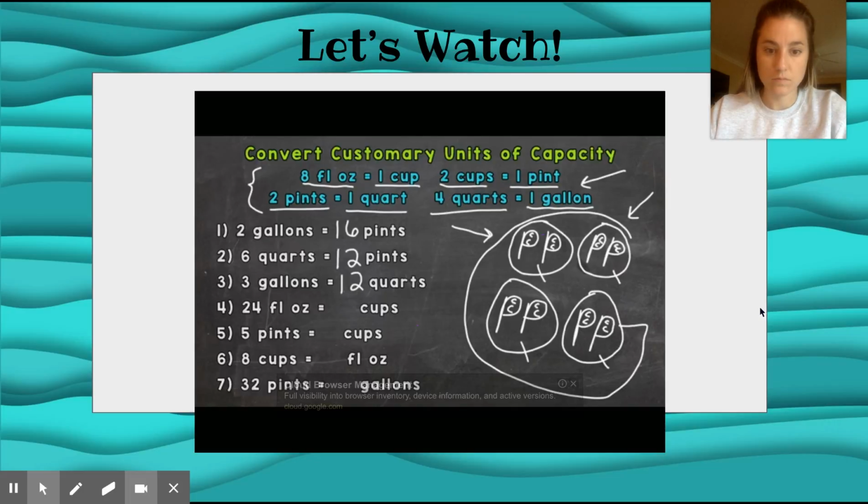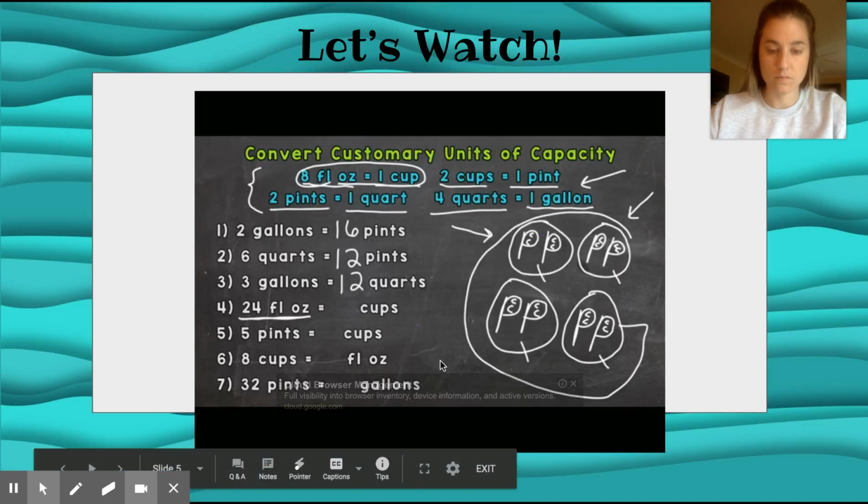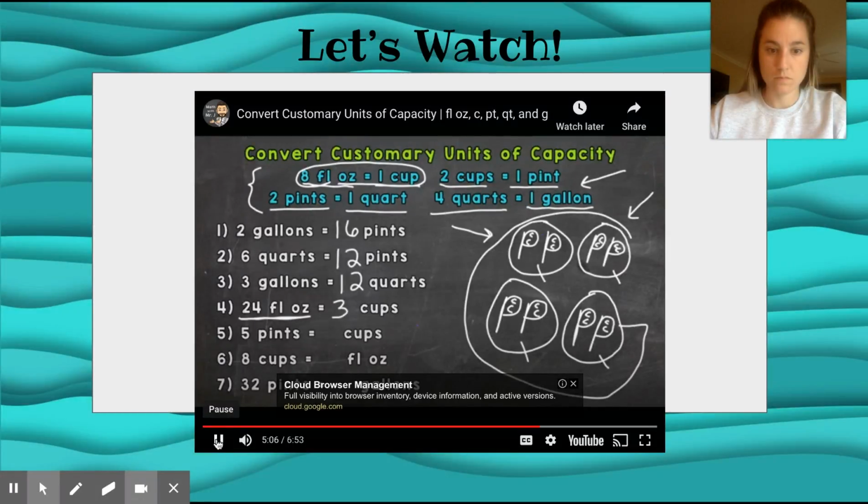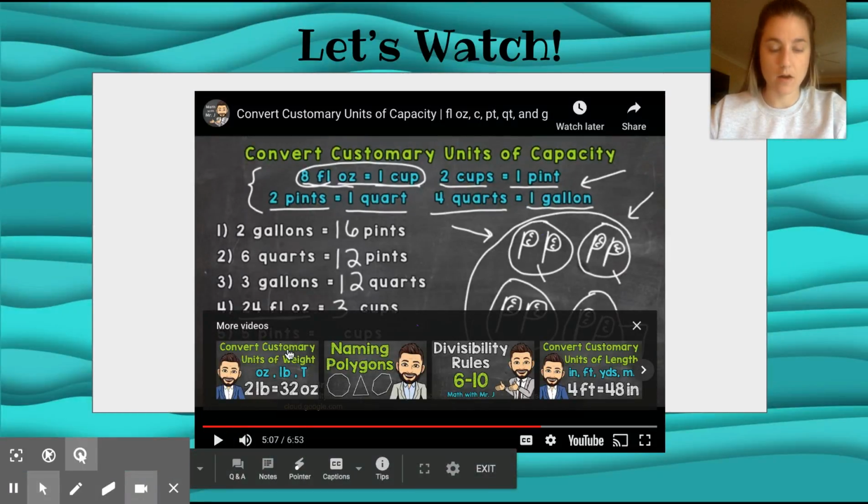Number 4, 24 fluid ounces equals how many cups? So if we take a look up here, we know that 8 fluid ounces creates 1 cup. So we need to split this 24 fluid ounces into groups of 8. Each one of those groups of 8 is a cup. So we need to do 24 divided by 8. And that's going to give us 3 cups. Okay, we're going to stop there and move on.